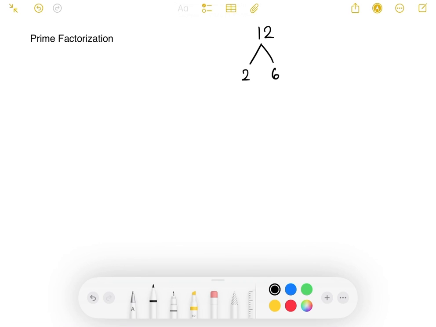2 is a prime number and 6 is not a prime number, so we can just break that down even more. 6 turns into 3 and 2. And 2 and 3 are both prime numbers because their only factors are 1 and itself. So 12, in prime factorization form, is 2 times 3 times 2, which in another way we can write, because there's two 2's, as 2 squared times 3.